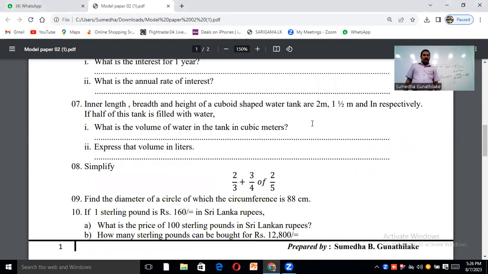The length, breadth, and height of a cuboid shaped water tank are 2 meter, 1.5 meter, and 1 meter respectively. There's an error. If half of this tank is filled with water, what is the volume of water in the tank in cubic meters? Length, breadth, height, 2, 1.5, 1.